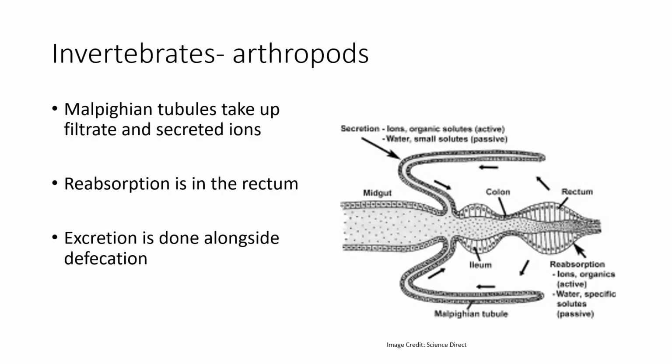Invertebrates such as arthropods use Malpighian tubules. They take up the filtrate and secreted ions into these Malpighian tubules, which empty directly into the midgut. At the end of the midgut, the colon will then reabsorb some things, especially in the rectum, that's going to reabsorb ions and water, and excretion is done alongside defecation. Interesting fact, insects don't really pee. They just kind of poop out their urine. The same is going to be true with birds and their cloaca.